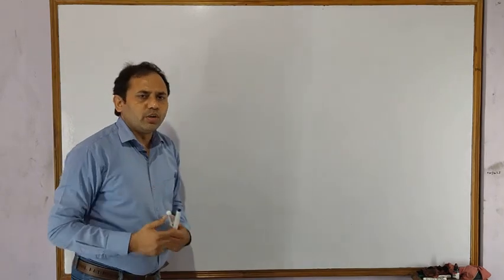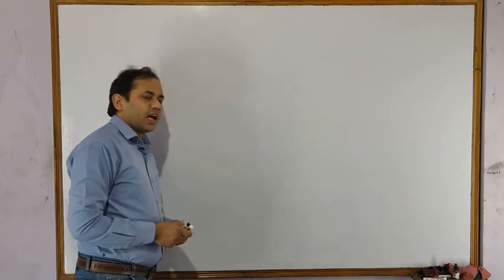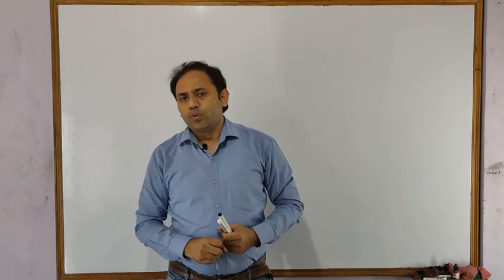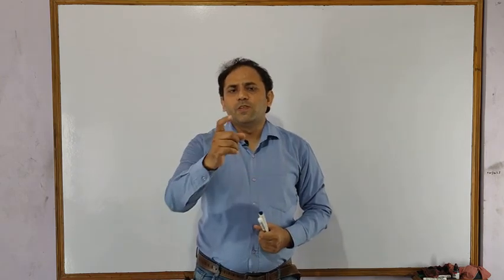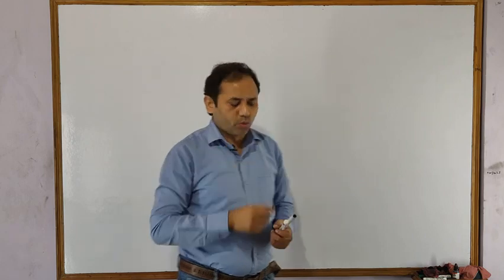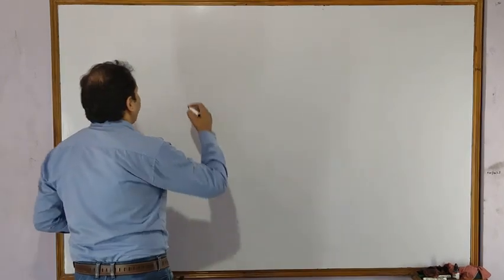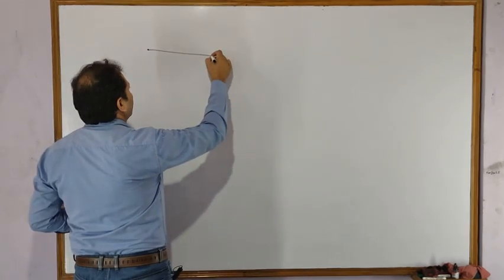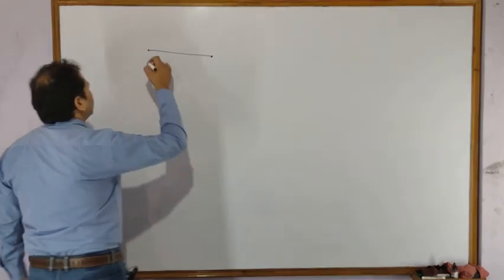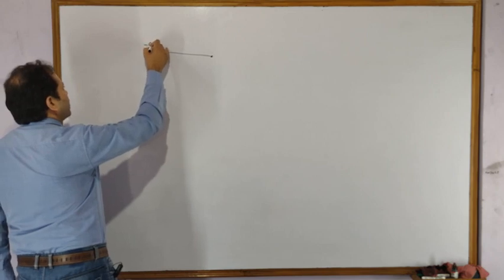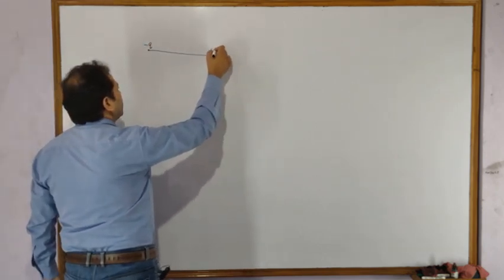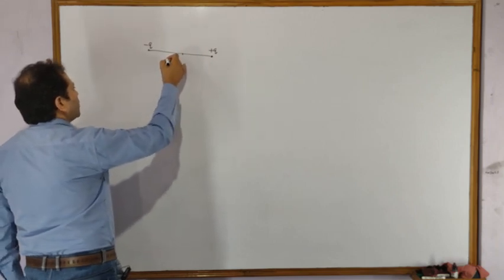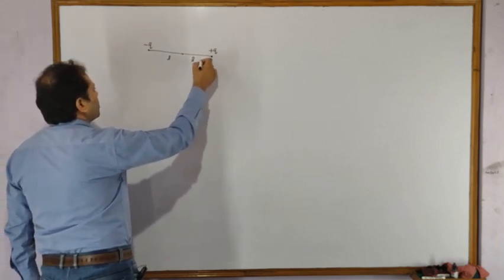Today we are going to discuss the electric field at the axial position of a dipole. So firstly we will learn about what is a dipole. Here we are going to discuss the dipole. A dipole is a device in which two equal and opposite charges are placed at a short distance.